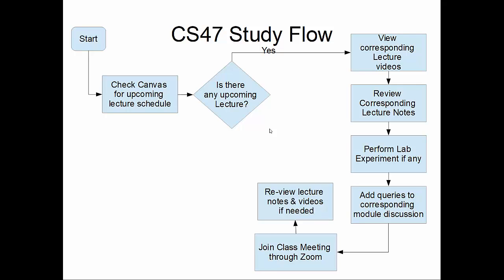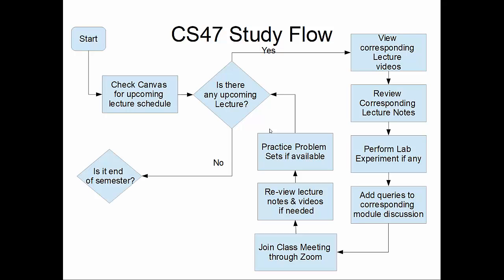Review lecture notes and videos if needed after you are done with the Zoom meeting, and I clarify your doubts and concerns with your hands-on problems, and so on. Then probably you want to re-review your lecture notes and videos if you feel to. That will clean up your conception more. Then practice problem sets if they are given for that module. Then again ask yourself, is there any upcoming lecture? Let's say yes, then you go back to this routine.